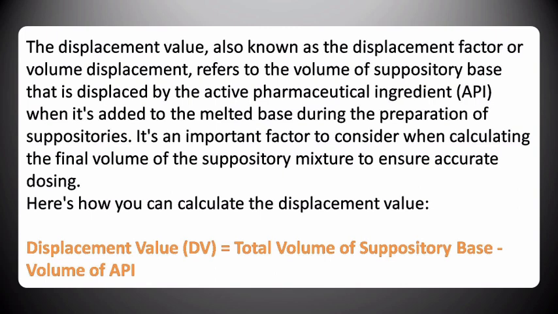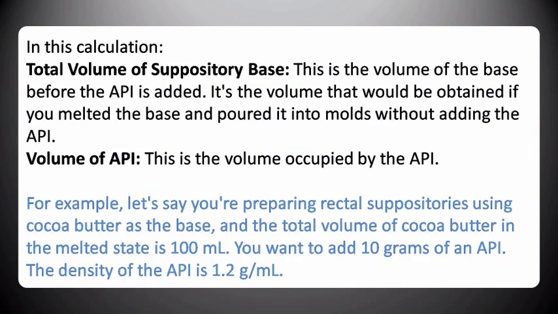Displacement value, dV, equals total volume of suppository base minus volume of API. In this calculation, total volume of suppository base is the volume of the base before the API is added. It's the volume that would be obtained if you melted the base and poured it into molds without adding the API. Volume of API is the volume occupied by the API.